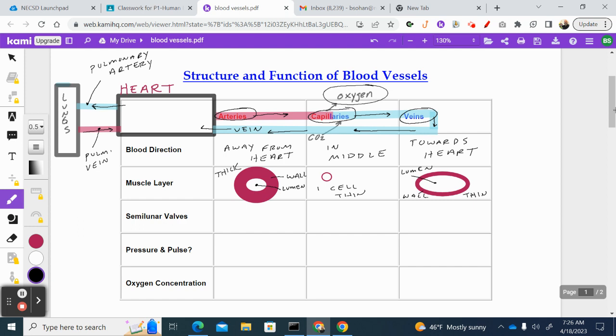I'm going to skip the valves right now. Let's go down to pressure and pulse. Blood pressure, because it's closest to the heart. The heart is a pump, right? The heart provides pressure. Because arteries are right off the heart, they have the highest pressure. Because veins are the furthest from the heart, they have the lowest pressure. You cannot feel a pulse in a vein. Can't. You can only feel your pulse in arteries.